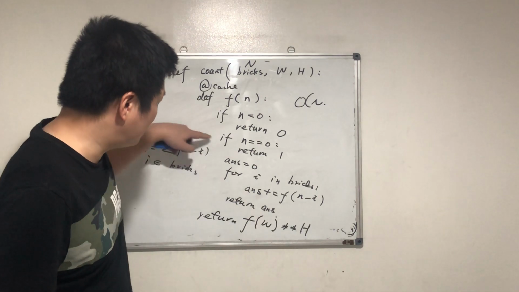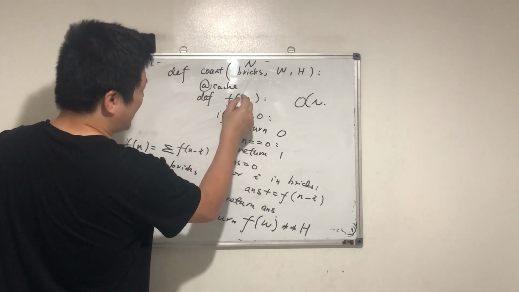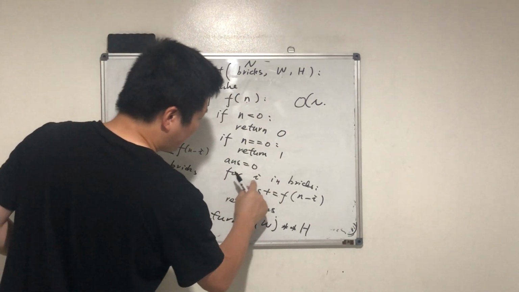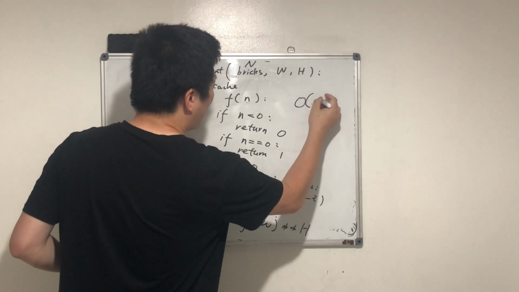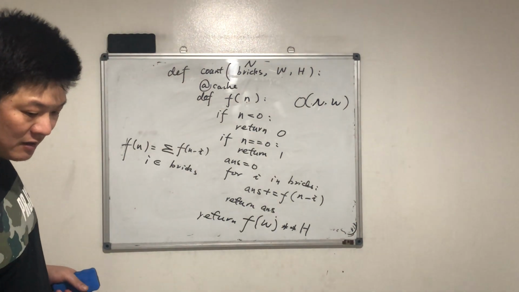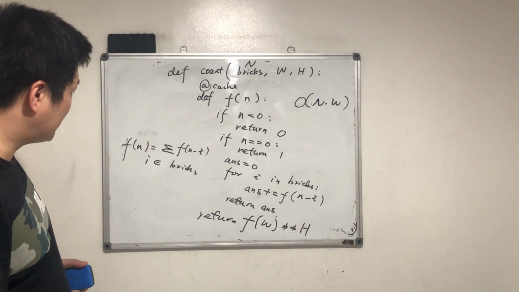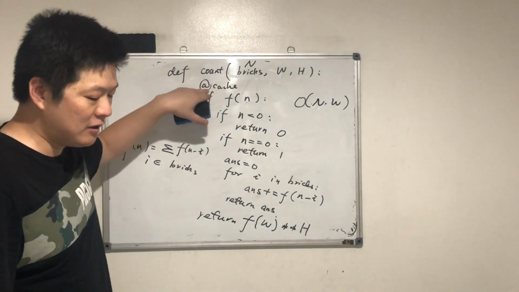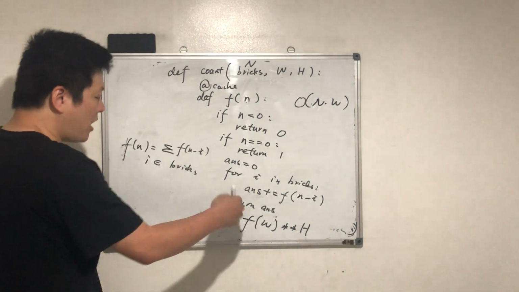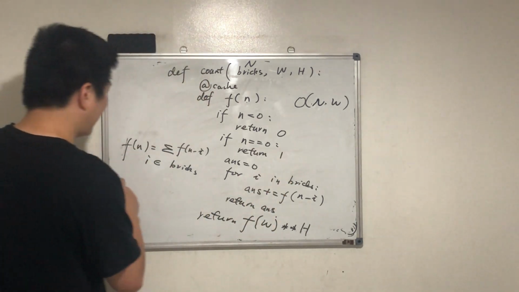So f of w is called for each case, for each f value, right? We only calculate once, but for each f we need to sum up with bricks, so it's actually O(n) times w, right? Got it? Does it make sense? So if we don't put the cache value, what happens? It's exponential, because some values are calculated over and over again, right?